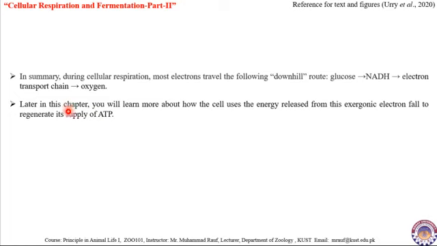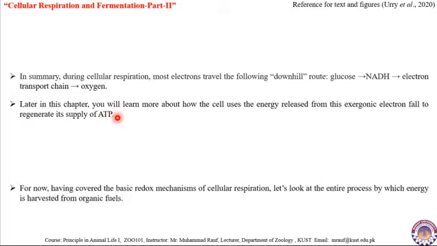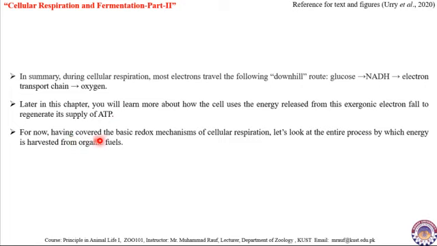So later in this chapter you will learn more about how the cell uses the energy released from this exergonic electron fall to regenerate its supply of ATP. In electron transport chain you will study this process in detail. For now, having covered the basic redox mechanisms of cellular respiration, let's look at the entire process by which energy is harvested from organic fuels.